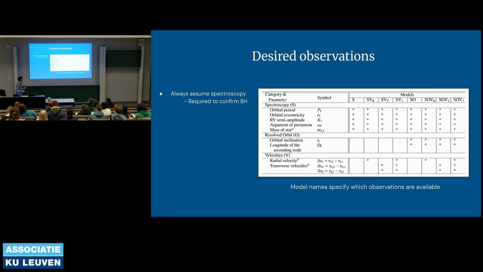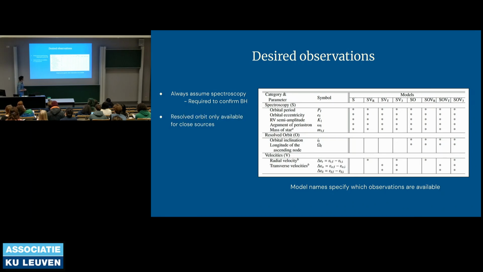And because we need this confirmation, we assume for all of our models that you have spectroscopy included. Now with spectroscopy, you get the orbital period, orbital eccentricity, RV semi-amplitude, which gives you a constraint on the masses, and the argument of periastron, as well as the mass of the star. I'll come back to the mass of the star a little later. But because we always assume spectroscopy, all of our models have an S appended. So the model name tells you which observations you have.